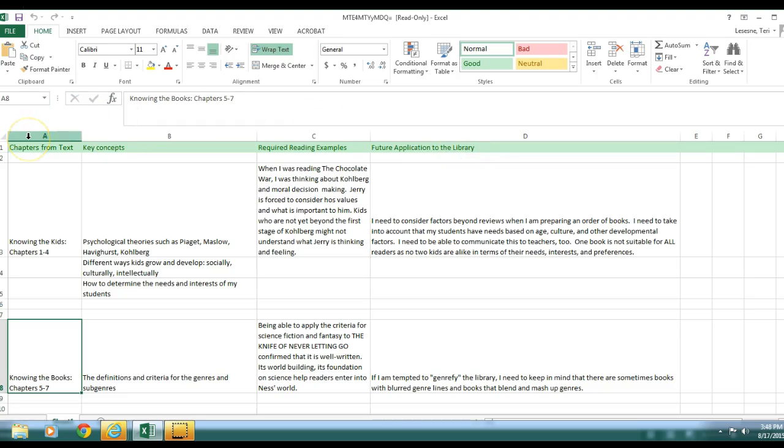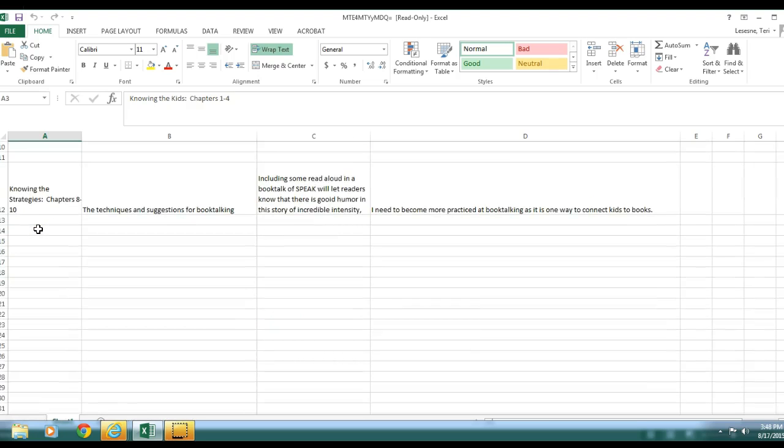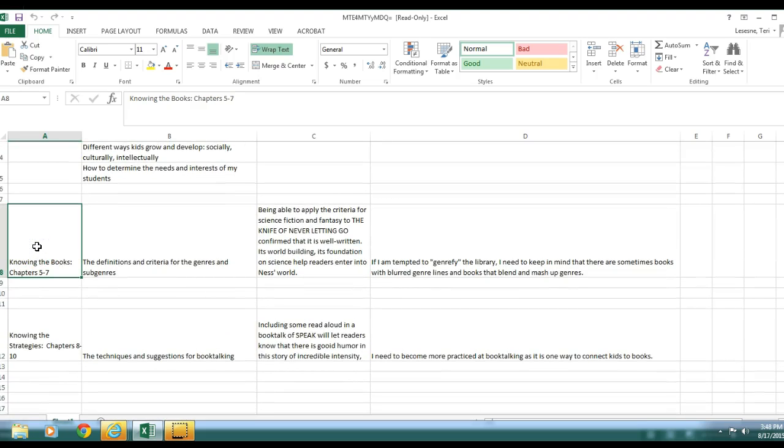So the first column is for the chapters from the text, and I've broken them into categories. The first section of the book is called Knowing the Kids, that's chapters 1 through 4. Then the second section is called Knowing the Books, chapters 5 through 7. And the final section is Knowing the Strategies, chapters 8 through 10. Remember, the book is called Making the Match, the Right Book for the Right Reader at the Right Time.